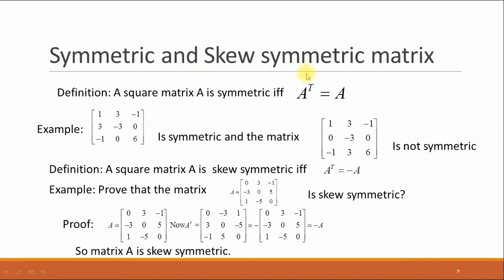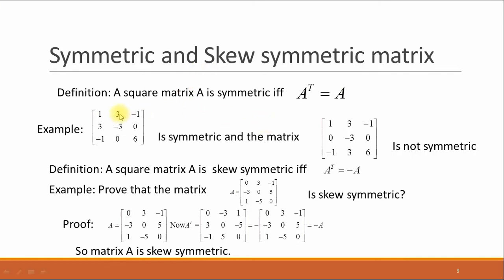Symmetric and skew symmetric matrix. A square matrix A is symmetric if and only if A transpose is equal to A. In linear algebra, a symmetric matrix is a square matrix that is equal to its transpose. Formally, because equal matrices have equal dimensions, only a square matrix can be symmetric.